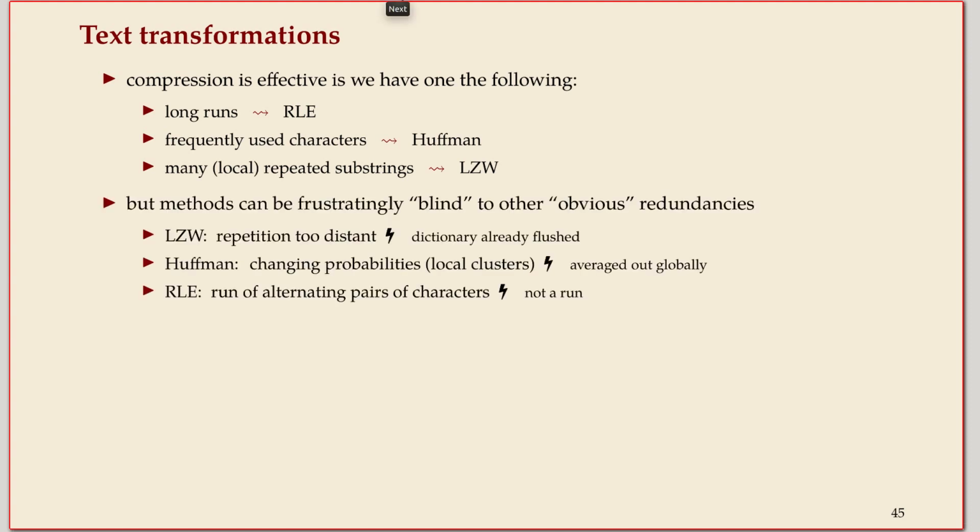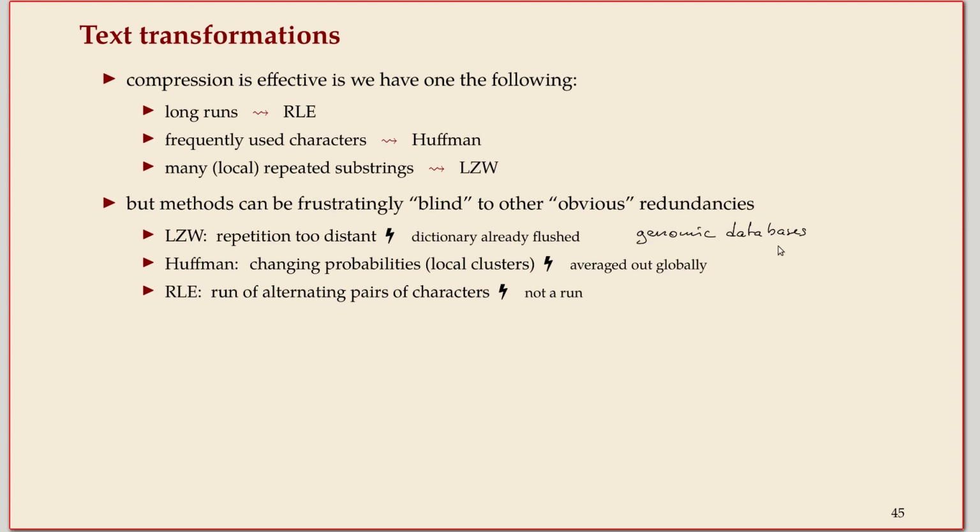However, those methods can be frustratingly blind to some ways that sometimes a text cries out to you that it is compressible, but the compression methods don't seem to find it. For LZW, it could mean that the repetitions are too far apart, so that the dictionary is already flushed. And I might add, this is not an academic concern. People are currently looking at genomic databases where you have genomes of several individuals, say several thousand humans, who have their whole genome sequenced. That's a massive amount of data.